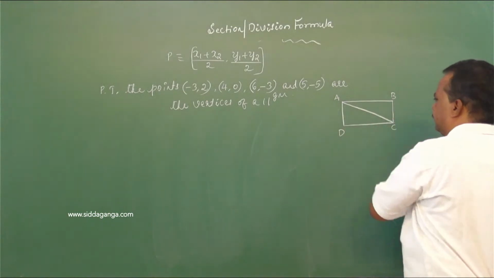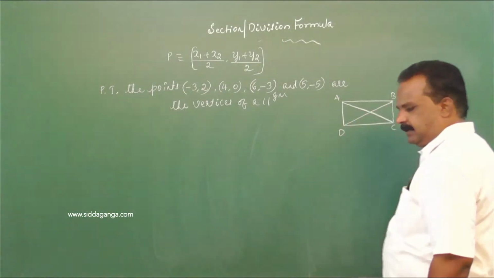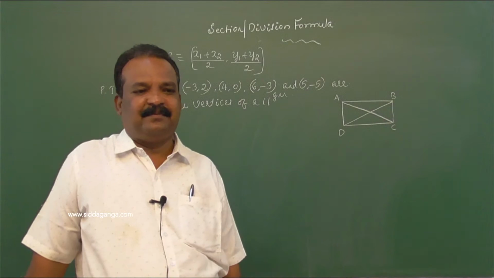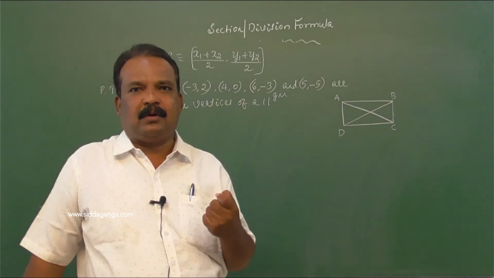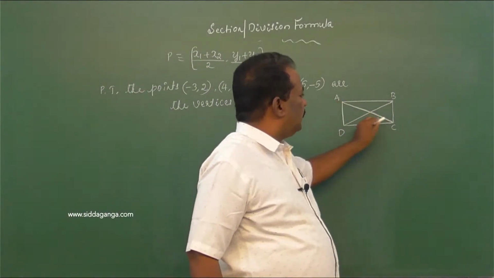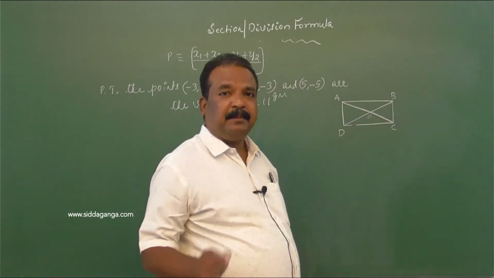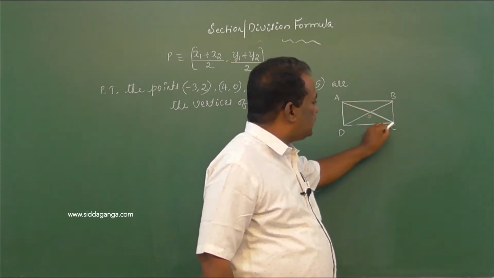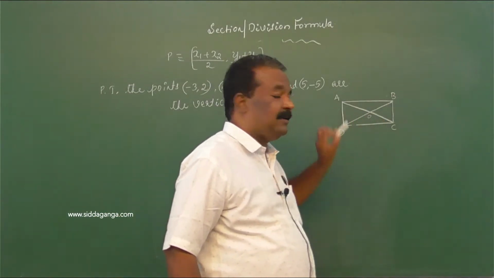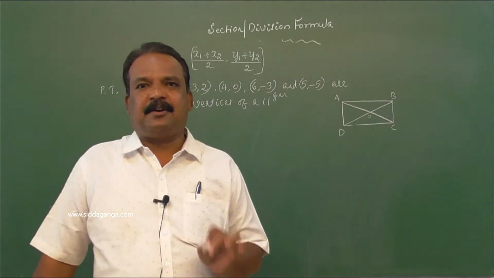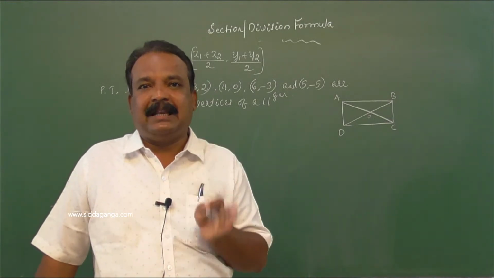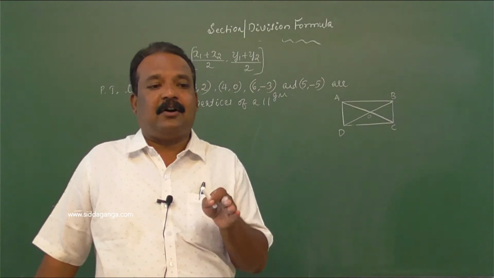This is the diagonal and this is one more diagonal. The diagonals of a parallelogram bisect each other. What does it mean? These two diagonals meet at a point. It means that the midpoint of the diagonal AC is the same as the midpoint of the diagonal BD. That is, the midpoints of the diagonals of a parallelogram coincide.